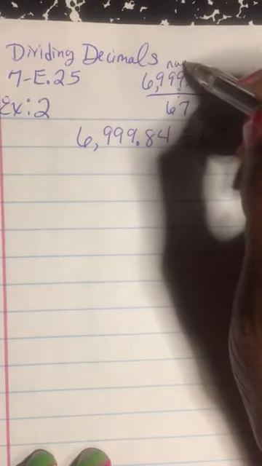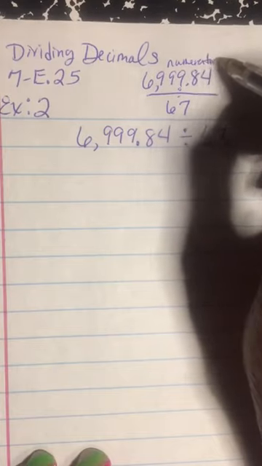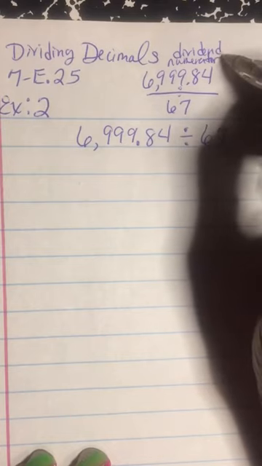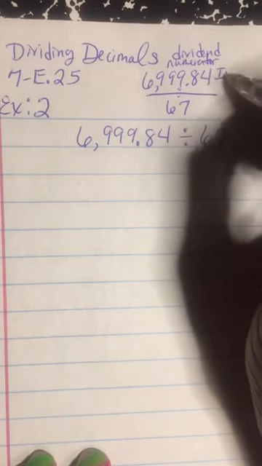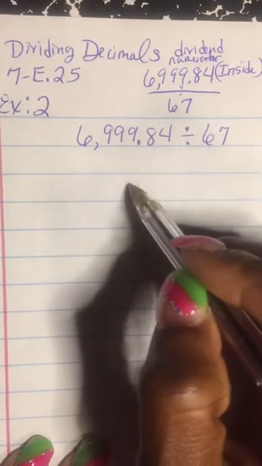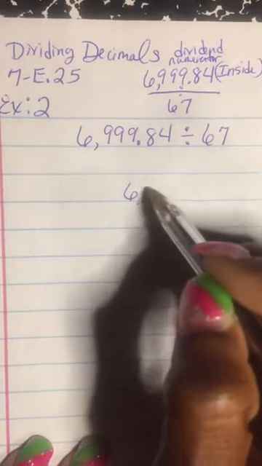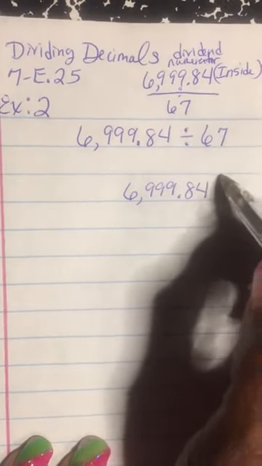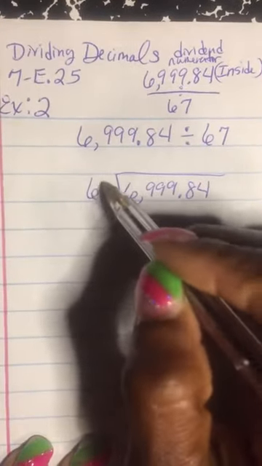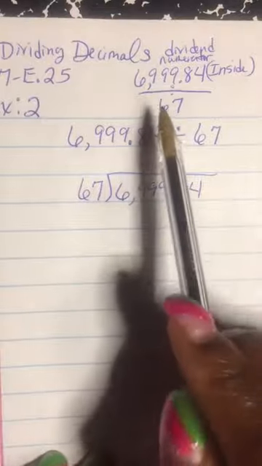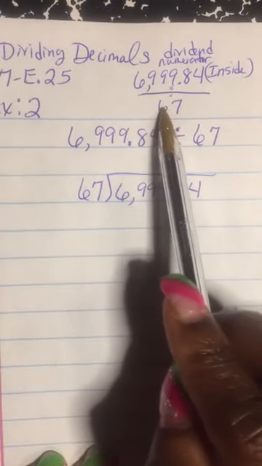So this is your numerator. Dividend. These are the numbers that will go inside. So I'm going to rewrite it and put it on the inside, and your 67 goes here. So that's the first step, to recognize that long division is the same as a fraction.